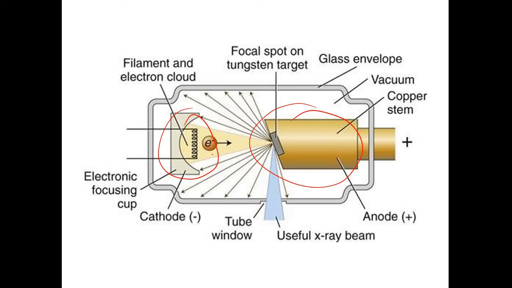The electrons generated from the filament remain around the filament unless a potential difference is created between the cathode and the anode. When the potential difference is created by the step-up transformer, the electrons move from cathode to anode and are directed by the focusing cup. Electrons hit the tungsten target, which is at an angle, and then X-rays are produced. There is a tube window where a collimator is kept so that proper shape is given to the X-rays.